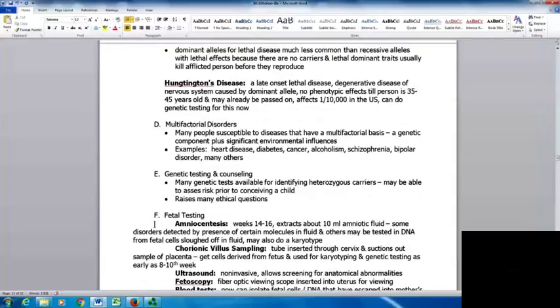Genetic testing and counseling is available. There's a lot of genetic tests that are available to identify heterozygous carriers. You may be able to assess the risk prior to conceiving a child. However, it always does raise ethical questions, particularly who gets to know the information. Also, concerns with privacy.